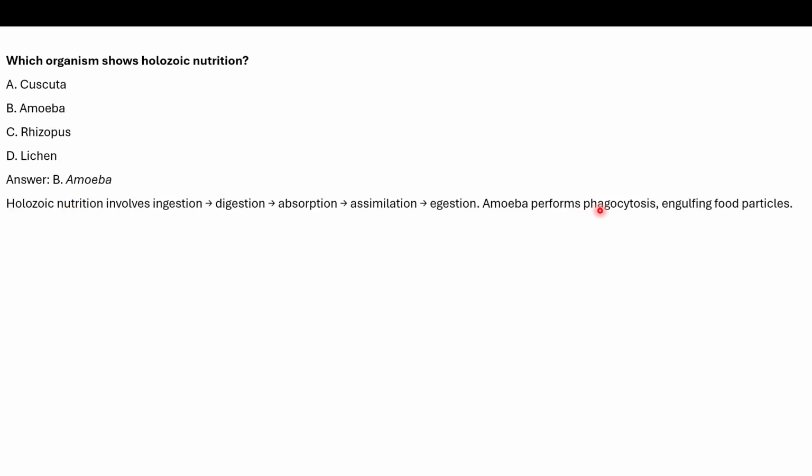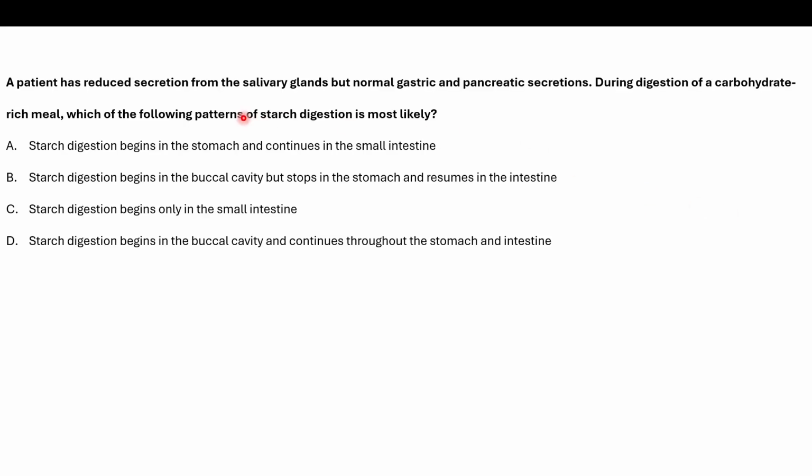So amoeba actually phagocytoses the food material, engulfs the complete food material and eventually digests it by secreting enzymes inside the food vacuole. Now, a patient has reduced secretion from the salivary glands but normal gastric and pancreatic secretions. During digestion of a carbohydrate-rich meal, which of the following patterns of starch digestion is most likely?